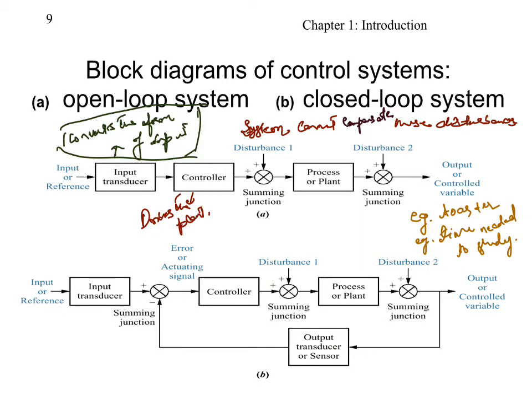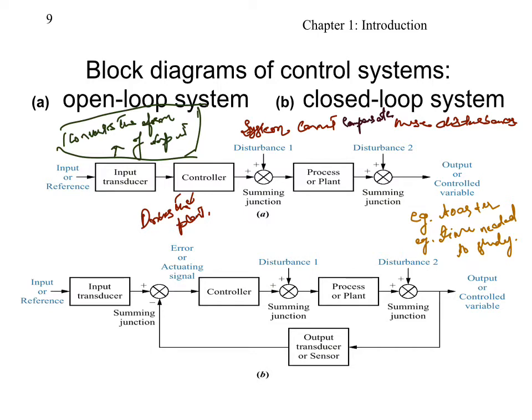Now, control systems are of two types: open loop systems and closed loop control systems. The only difference between the open loop and closed loop control system is that the closed loop control system has feedback, which is not present in the open loop system. Now let's come to the open loop system.